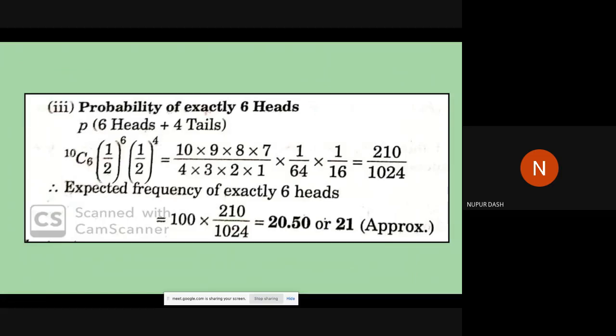Now, probability of getting exactly 6 heads. 10C6, half raised to the power 6 and half raised to the power 10 minus 6, that is 4. So, solving and simplifying this, we get 21. I hope this is clear, students.